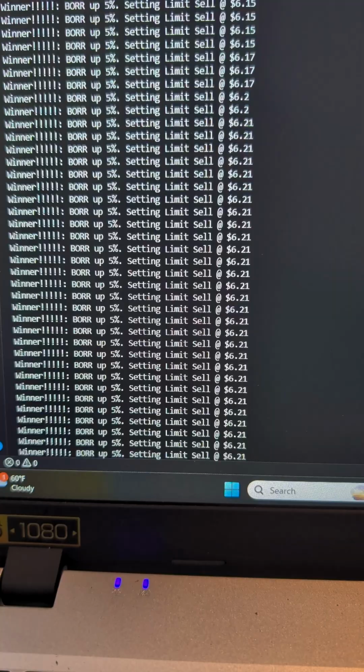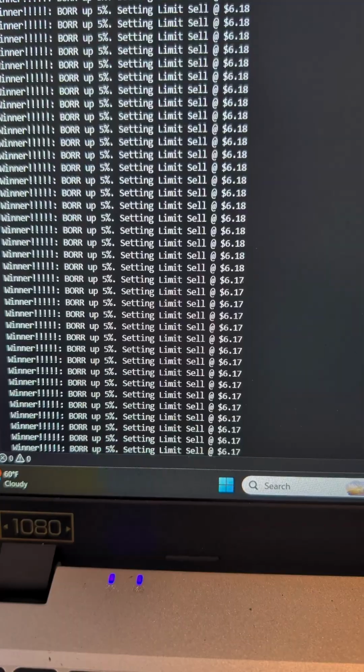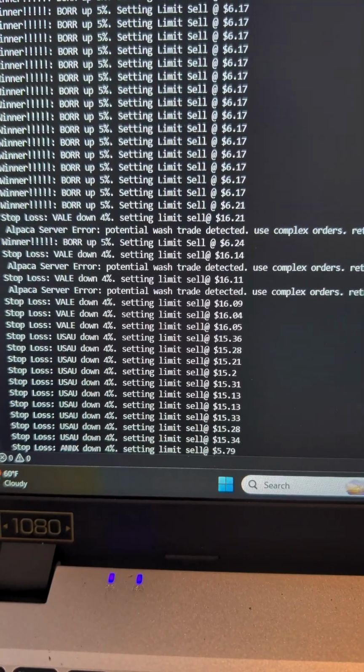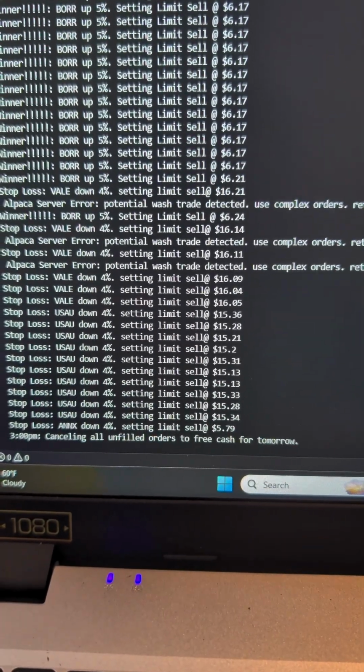And I was using paper money, so there's a bunch of them. And then if it goes down 4%, it sells automatically. And so you can see there were a few that dropped. It went down 4% today, so it automatically sold.